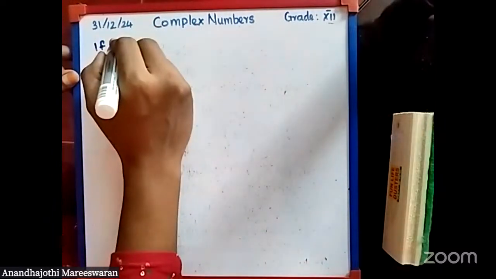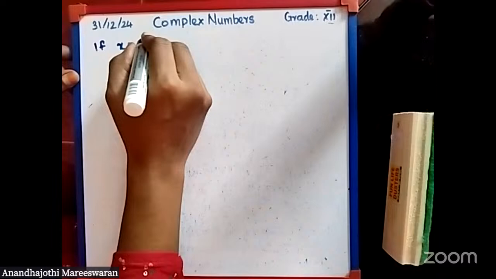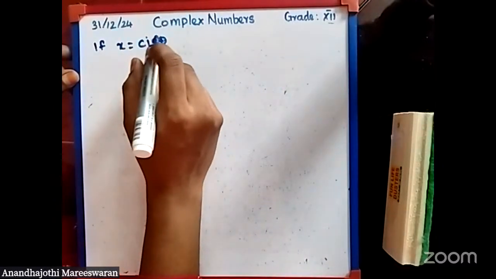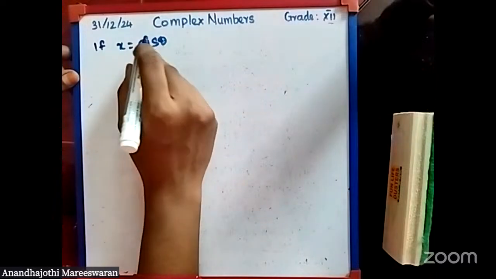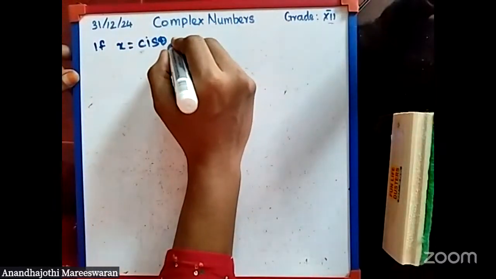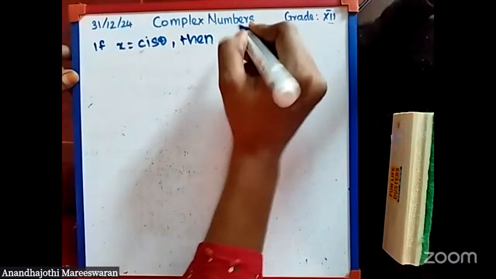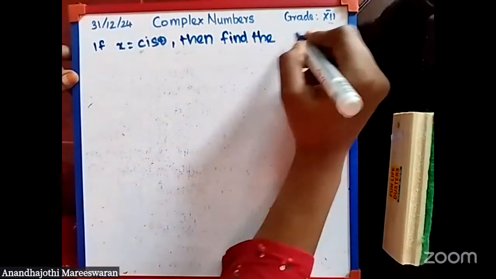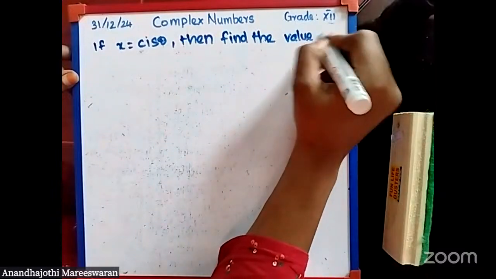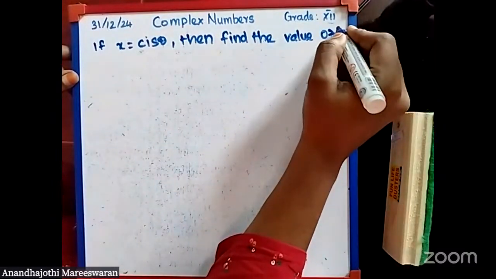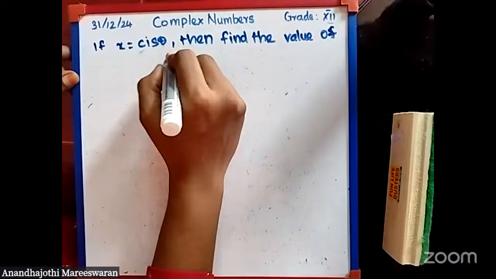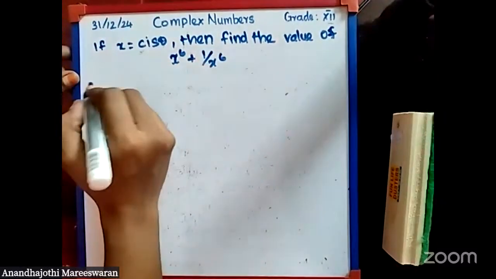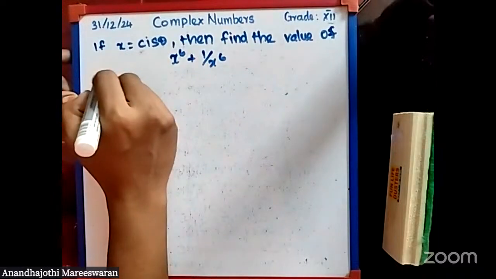If x equals cis theta, right? Be clear, it's not cos theta, it's cis theta. Then find the value of x power 6 plus 1 by x power 6, right? Solution.